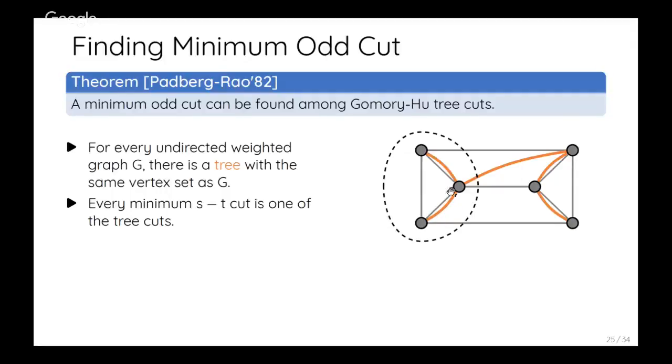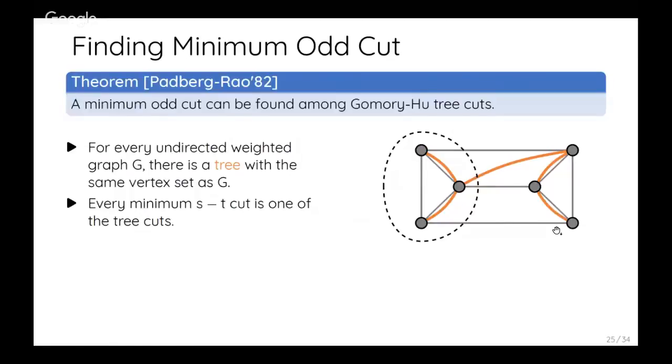Given a graph, there are exactly n minus one cuts defined by a tree. The way you find the tree cut is you just remove an edge of the tree, and then it decomposes the vertices into two subtrees, right? So any tree defines these n minus one cuts, and the property that the Gomory-Hu tree satisfies is that this exhausts all of the minimum ST cuts for all pairs of vertices S, T in the graph.